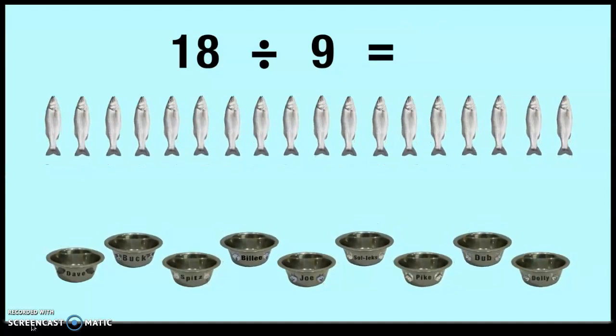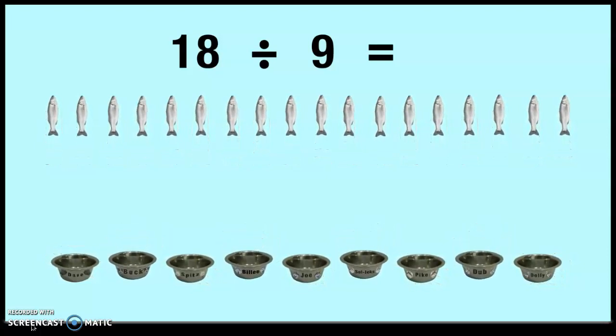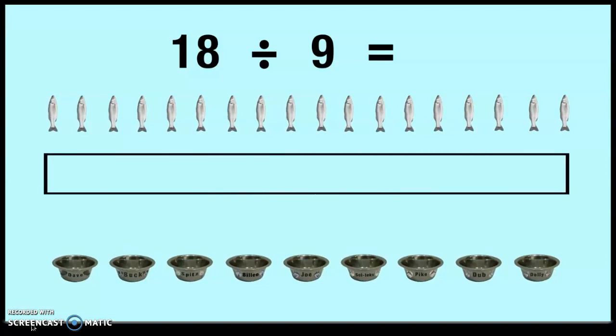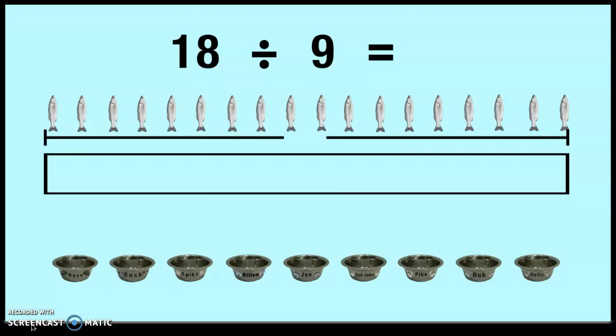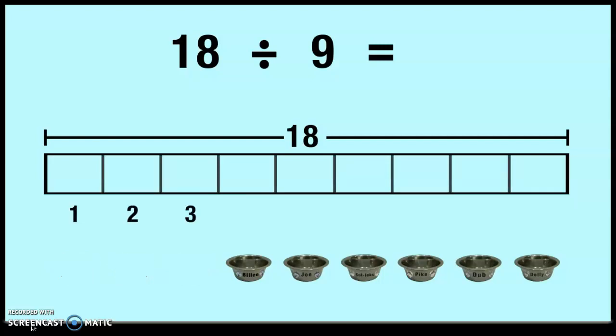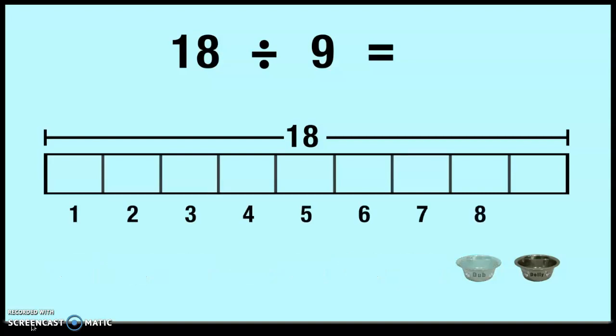We are going to use a bar model to help solve this problem. First, we draw the bar. Next, we label the bar. We label the bar with 18 because we are dividing 18 fish. The fish are divided among the 9 dogs, so we must divide our bar into 9 equal parts. Now we have 9 equal parts of our bar, 1 part for each dog.